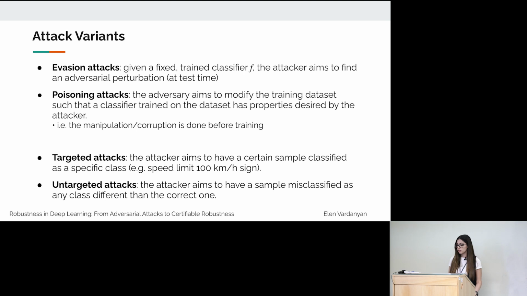Another grouping of attack variants is targeted attacks and untargeted attacks. In the case of targeted attacks, the attacker wants a specific sample to be classified as a specific class, for example, the stop sign to be classified as a speed limit sign. Untargeted attacks are when the attacker just wants to misclassify the given sample and doesn't care what class it is classified as.